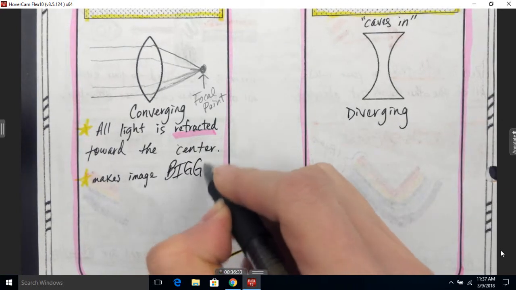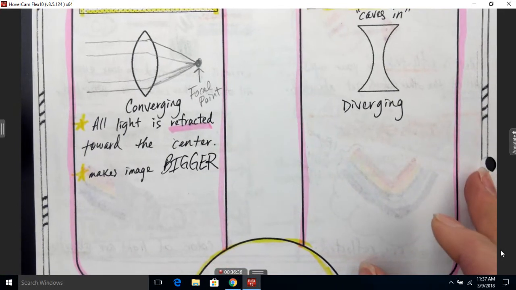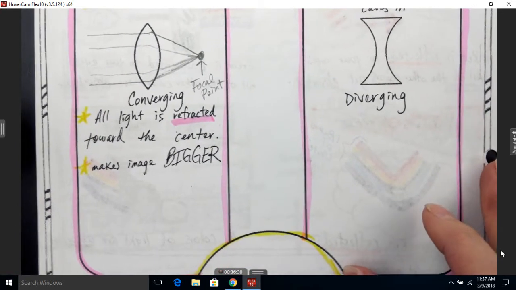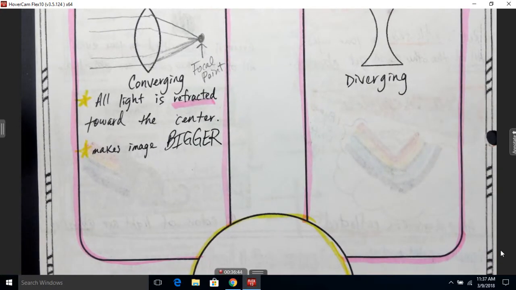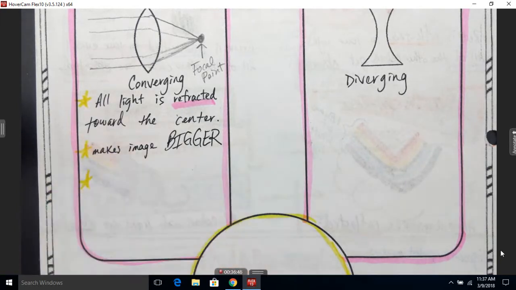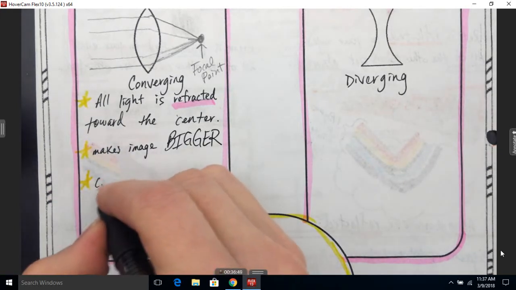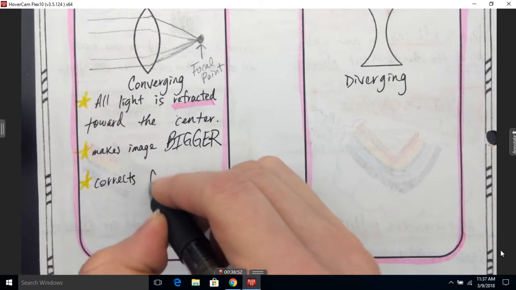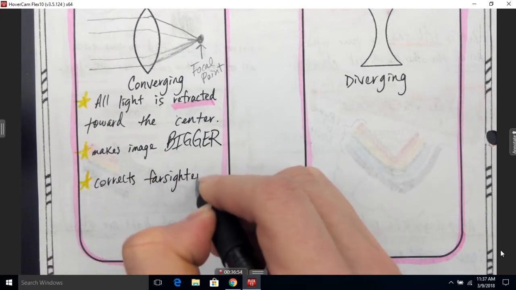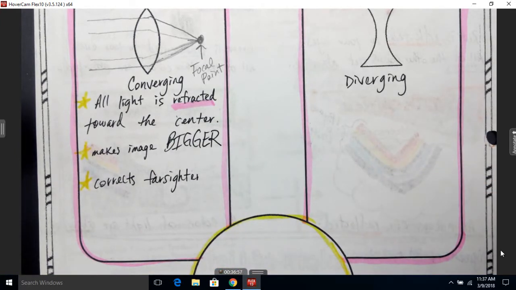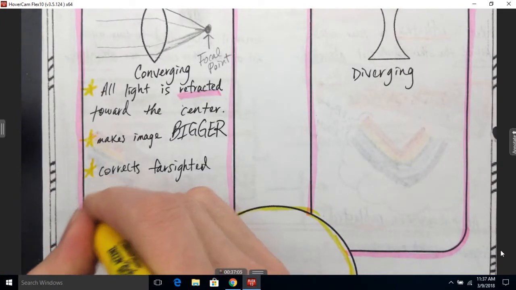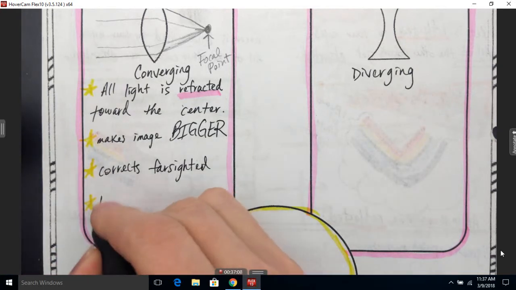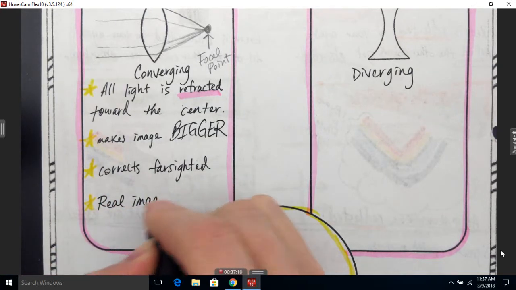There's got to be some kind of lens on there, though. The glasses, my mom has glasses where the whole bottom part is soft and it's like a magnifying one. Okay, correct. Farsighted. And this is called a real image. It's going to make a real image.